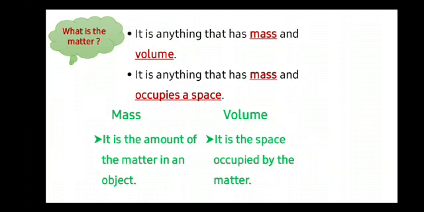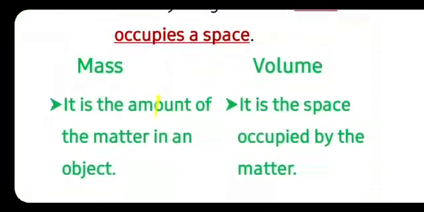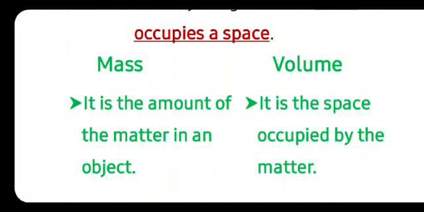So what is the meaning of mass and what is the meaning of volume? Mass is the amount of matter in an object. What is the meaning of amount of matter? I will give an example to explain mass. If I have 2 bags, in the first bag I put small things like a pen, a pencil, a ruler. The amount of matter in this bag is small, so the mass here is small.